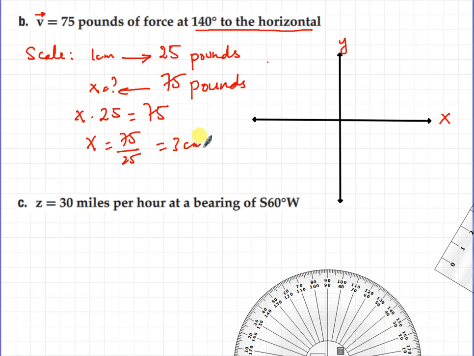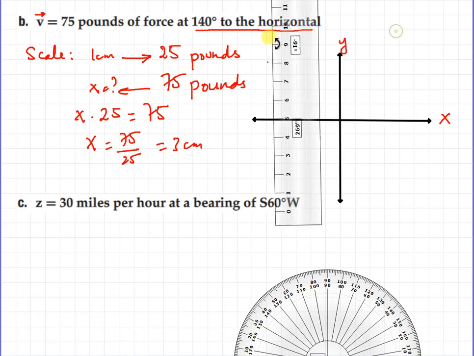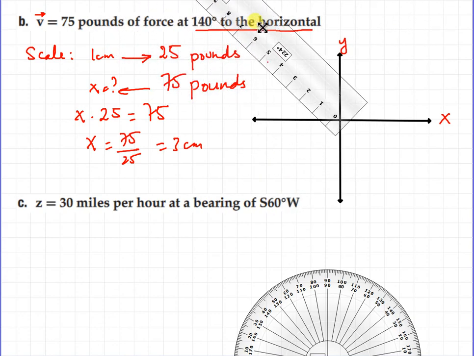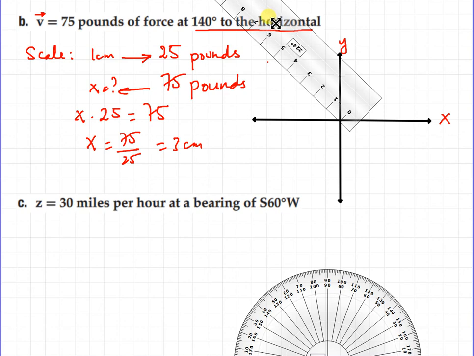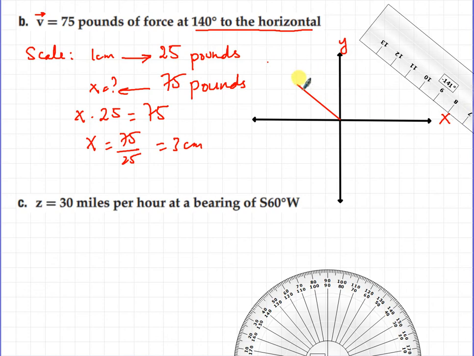Okay, so the 0 over the origin, and here I go 3 centimeters. Yes, okay, and this is vector V. This angle here is 140 degrees.